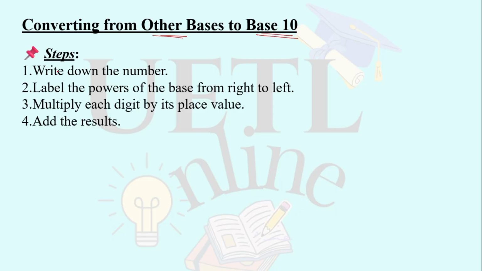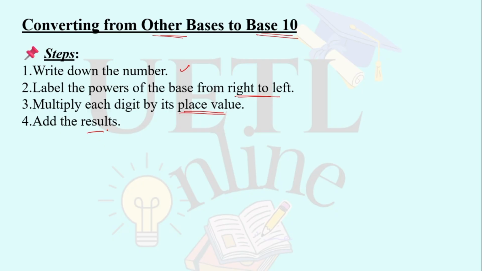These are the steps. The first step is to write down the number. Then label the powers of the base from right to left. You just have to remember that. Then multiply each digit by its place value. So we're going to find its place value. Then add the results.